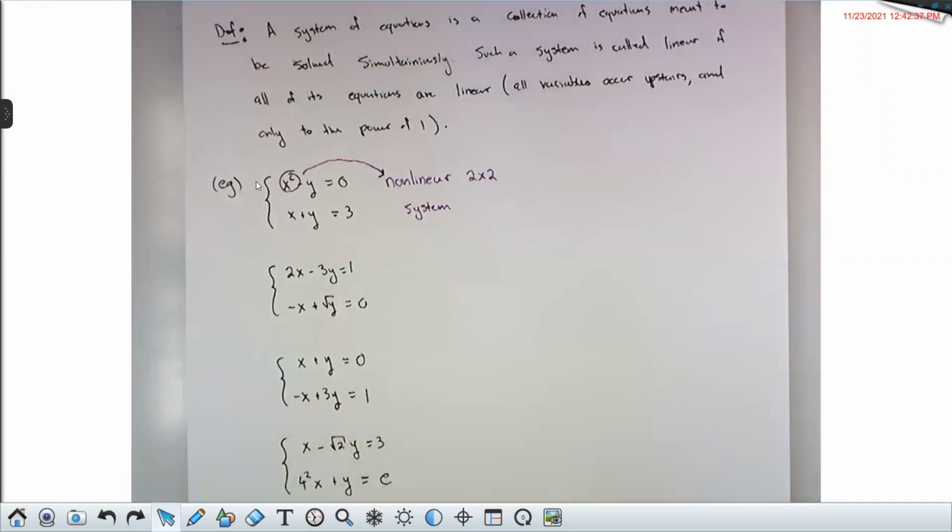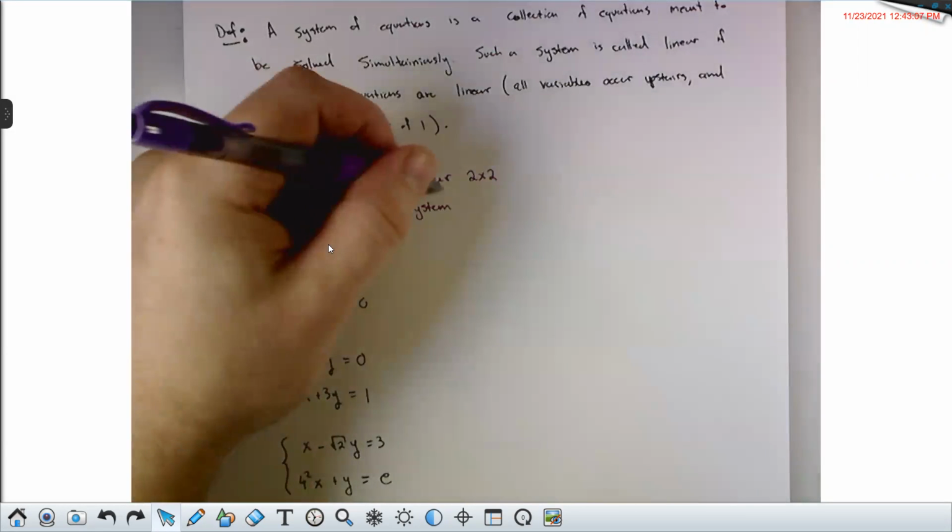In fact, this first equation, if you rewrite it, is y equals x squared. That's a parabola, right? That's not a straight line. So it's another way to think about it: if the graph is not a straight line, then it's not a linear equation. Unfortunately, for higher dimensions, that doesn't hold. A 3-dimensional linear equation's graph won't be a straight line. It will be like a plane or a hyperplane. But for 2x2s, we can think of it that way. So this first one is nonlinear because of the x squared.